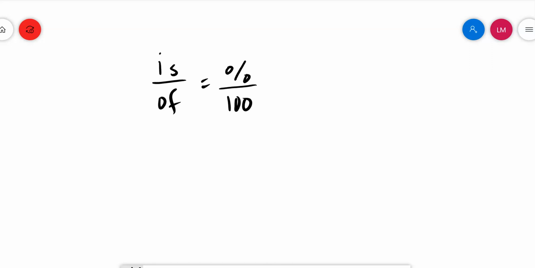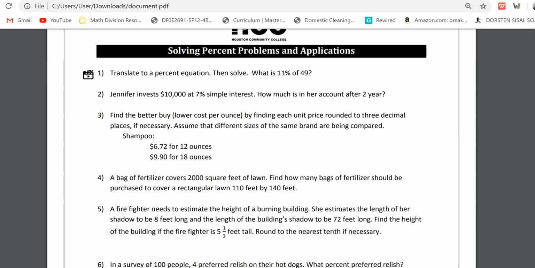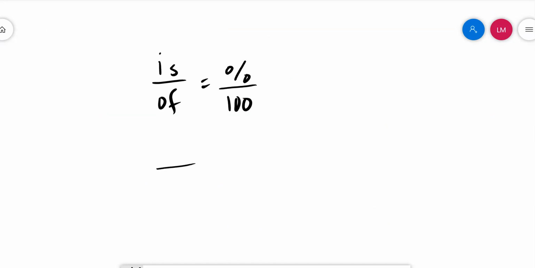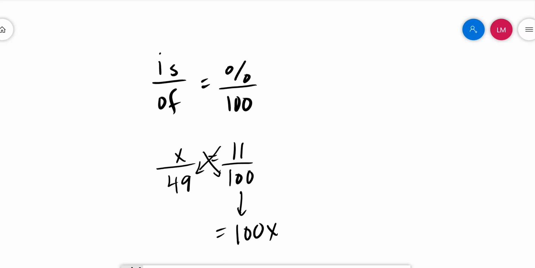Again, the problem said, what is 11% of 49? So of is my 49, and we're looking for is, and we had 11%. Okay, so again, cross multiply. We're going to cross multiply this way, get 100x equals, and we cross multiply this numerator with the denominator, 11 times 49.